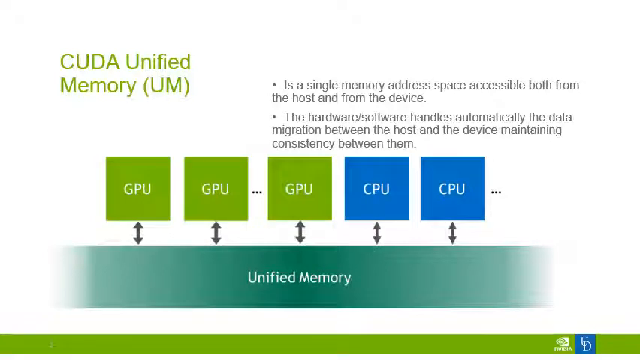CUDA unified memory is a single address space accessible both from the host and from the device. This means that a pointer created in the unified memory address space can be used in device and host code without worrying about explicit data transfers. This is possible thanks to a specialized unified memory driver and in some devices a specialized hardware unit which manages consistency between host and device memory.